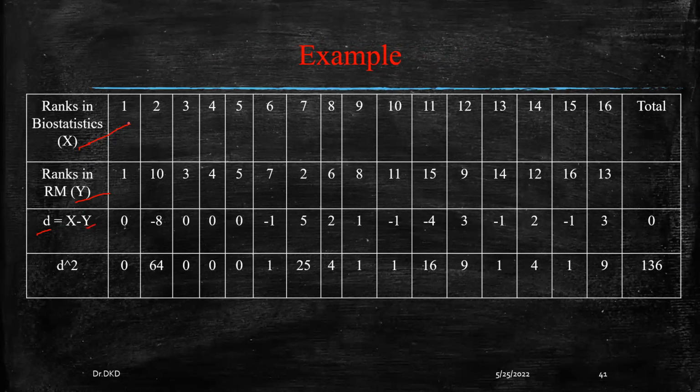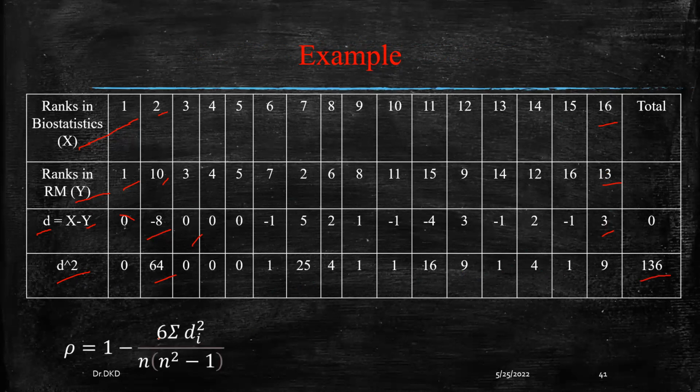So this value minus this will give 0, like 2 minus 10 gives minus 8, and 3 minus 3 equals 0. Like that, 16 minus 13 equals 3. So each corresponding pair of ranks will be subtracted. Now we will do d square, the squared differences. Each difference value will be squared and we will add them up, summation d square. So it would be 136.